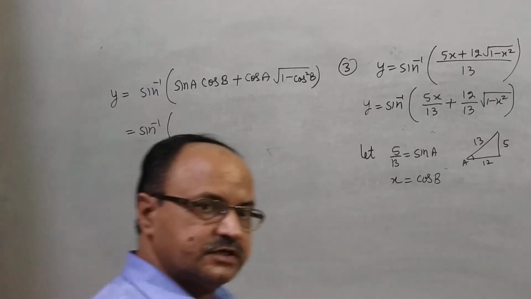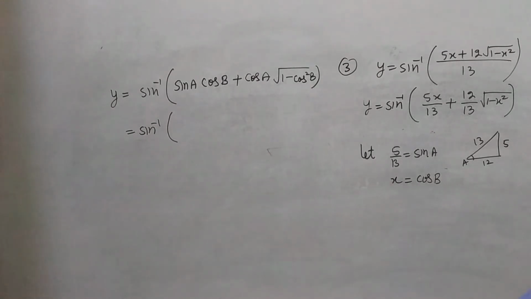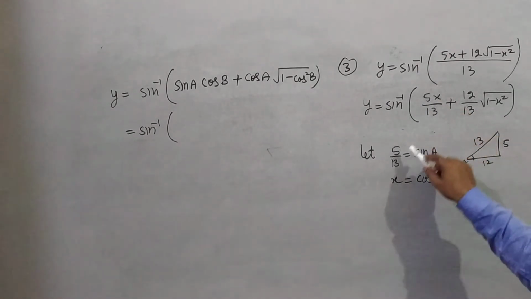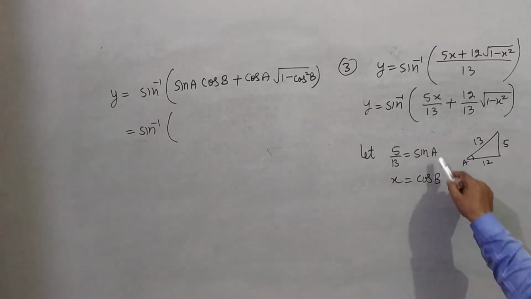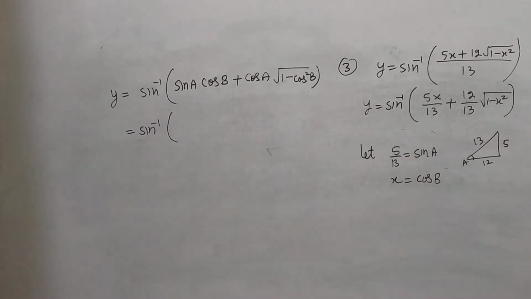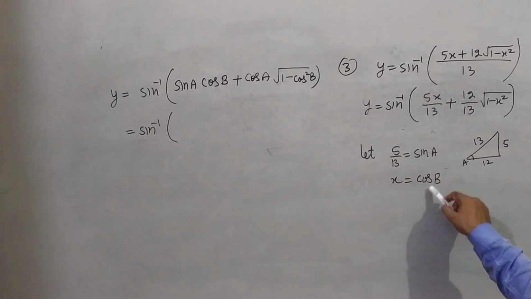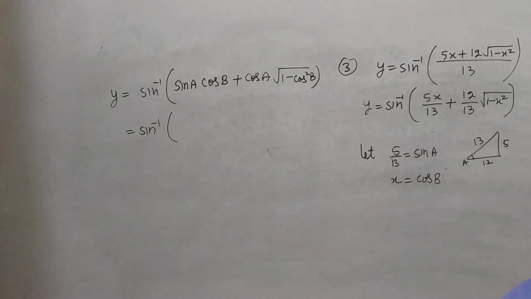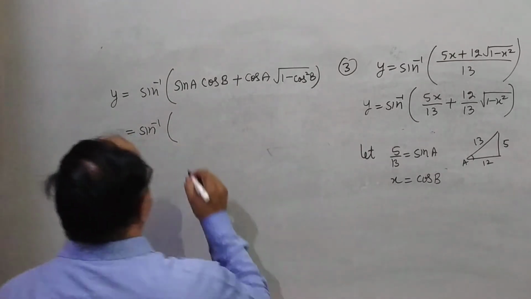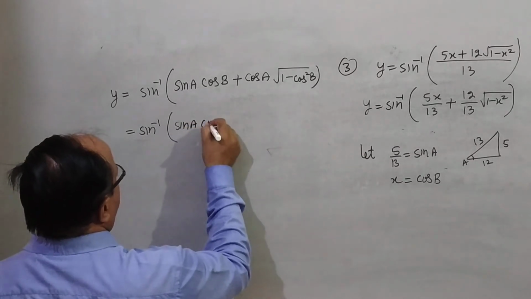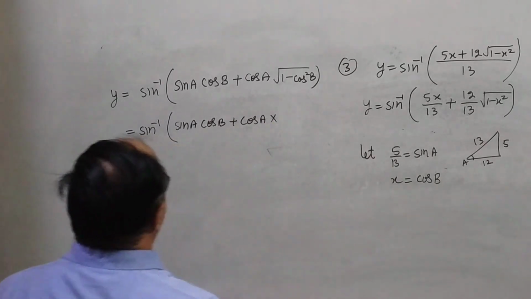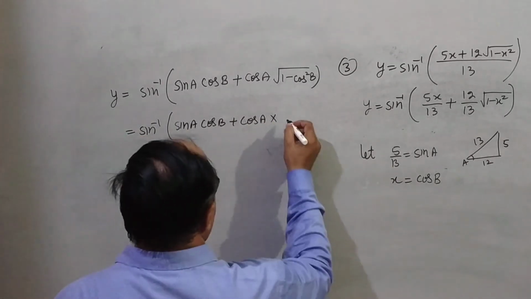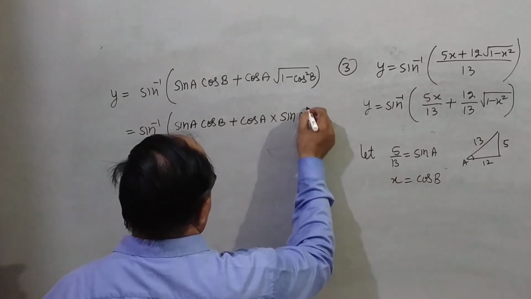This is the solution. Again check. Clear? In this special question, we have to let 5 by 13 sin A and x cos B. If sin inverse is written, then we have to let sin and cos. If cos inverse is written, then we have to let both cos or both sin. Clear? Now sin A cos B plus cos A times the square root of 1 minus cos square B, that is sin B, correct?